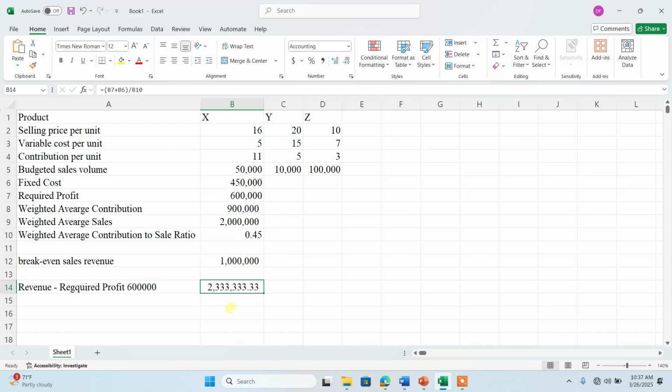So it is 2,333,333. Now to reach the 600,000 profit, you need sales of more than 2 million. On 1 million in sales, your profit will be zero, but on 2 million plus in sales, your profit will be 600,000. This is how we calculate the target revenue to achieve the target profit.